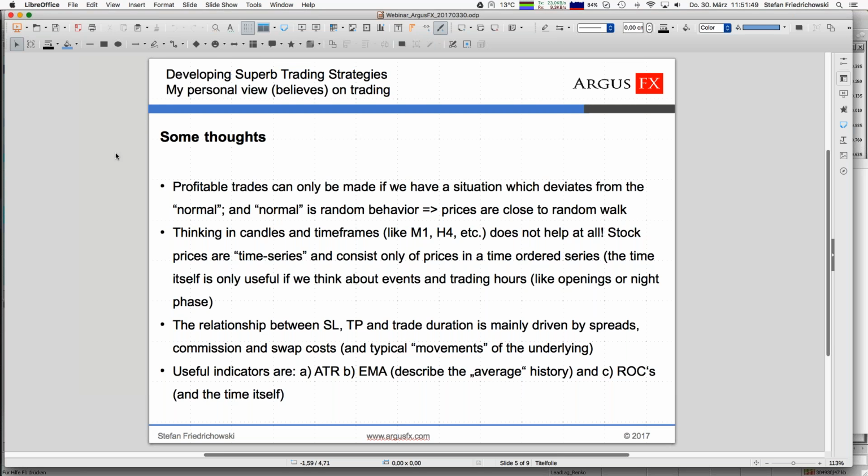Where to set stop losses, take profits, and trade duration, there's a link to those different time frames like M1, H4, whatever. The time frame for a trade is mainly driven by spreads, commission and swap costs, because you know there is a typical movement, or how far a price can go within a specific time. If you want to trade on M1 and you want a profitable trade in 2 minutes, typically the movements are much too small to compensate the costs of trades. So the right time frame is more related to spreads, commissions, and costs than to the time frame itself.